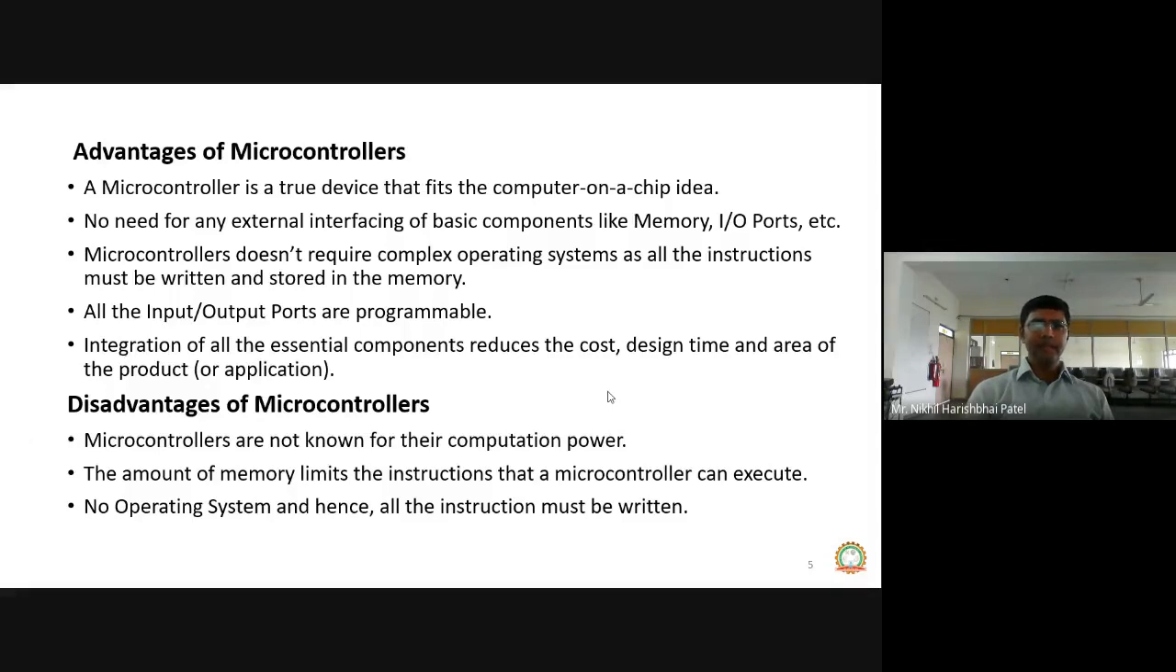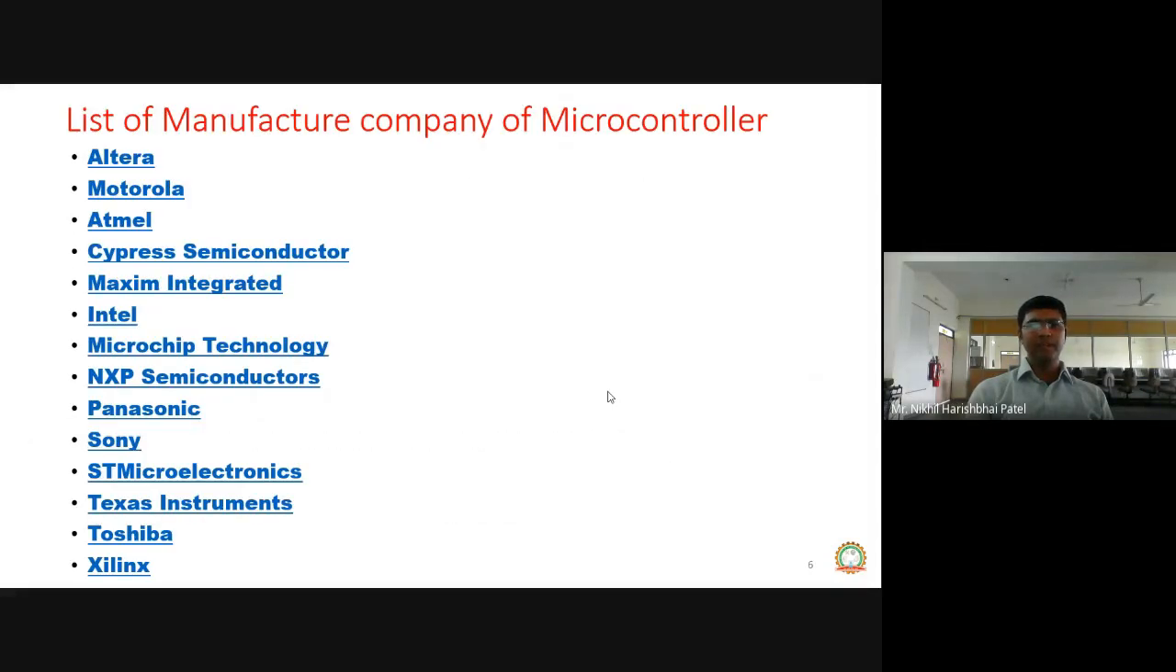These are the main manufacturing companies available in the world to design a controller. The Altera, Motorola, Atmel, Maxim, Intel, Panasonic, Sony, Toshiba, Xilinx, Texas. These are the list of companies which manufacture the different types of microcontroller.